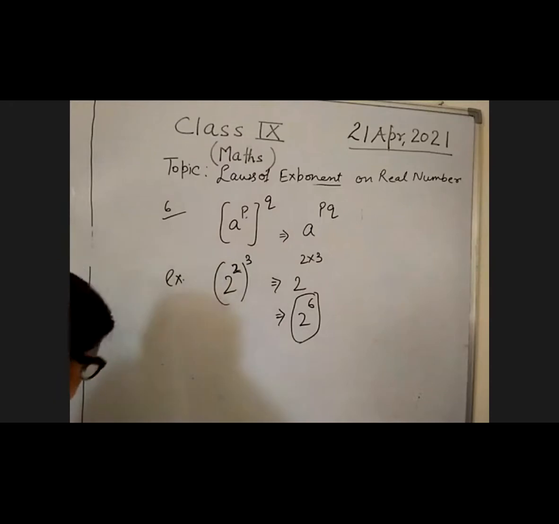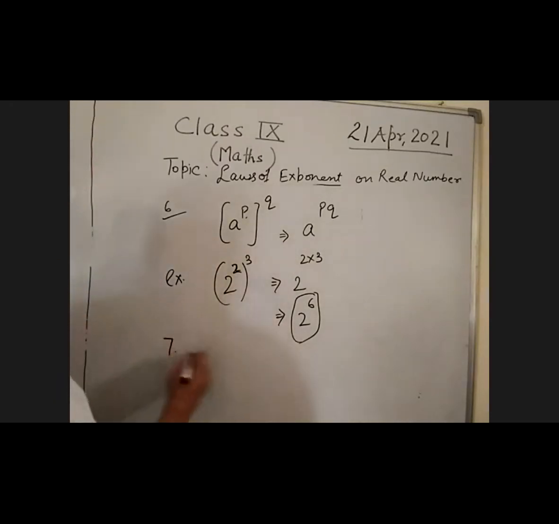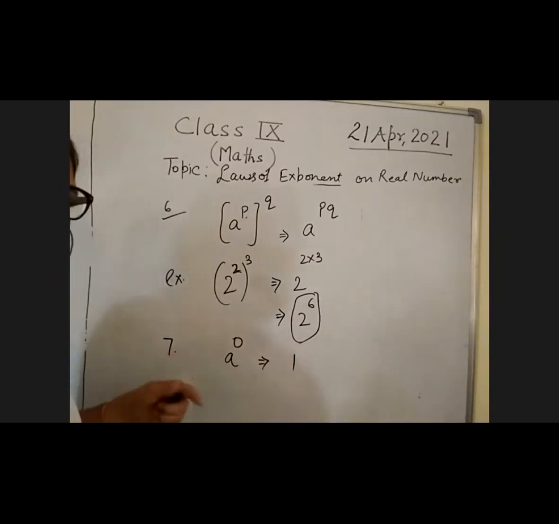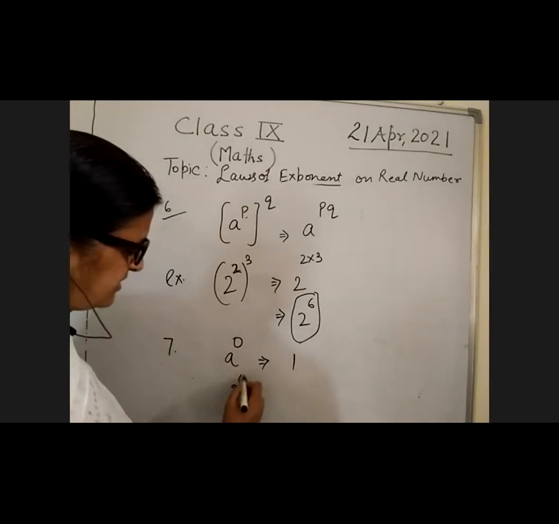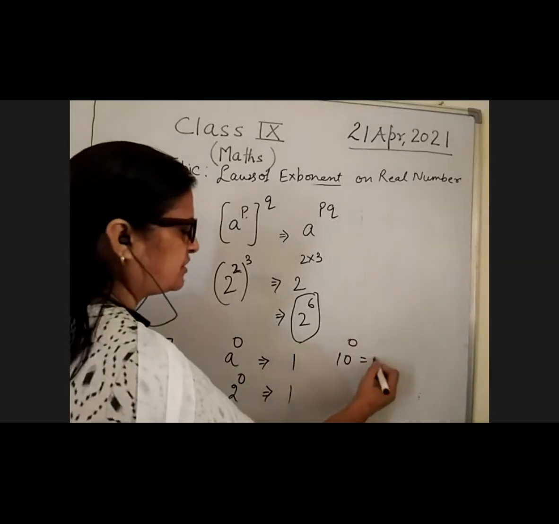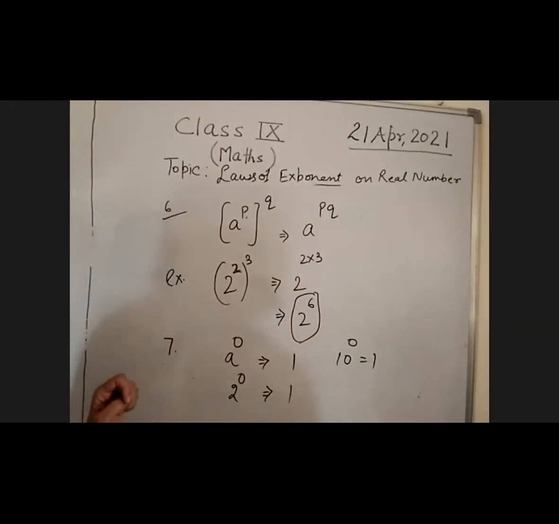Our next rule is a raised to the power 0. It is equal to 1. You can write any base. 2 raised to the power 0 is also equal to 1. 10 raised to the power 0 is also equal to 1.